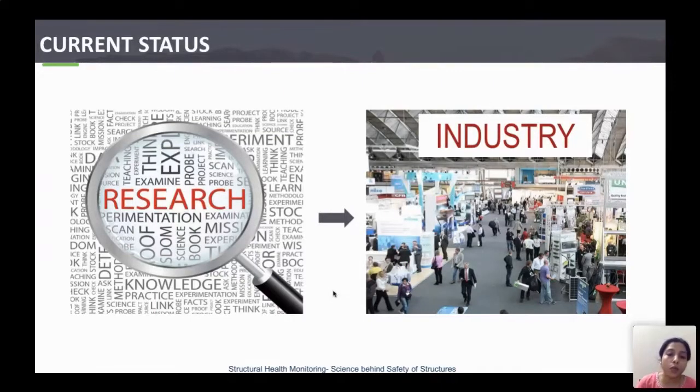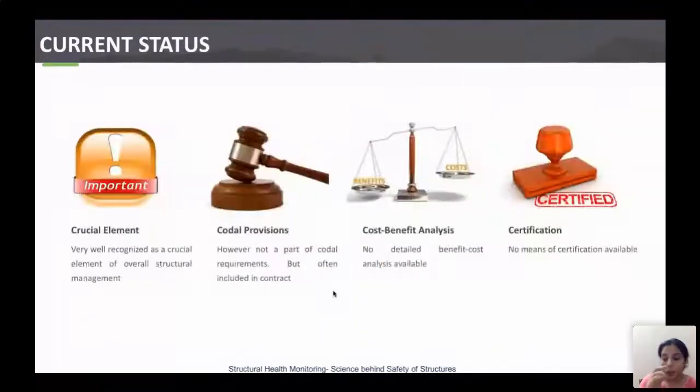Now, 20 to 25 years back, it was just a research topic. However, it has now converted into a huge industry, and it has been identified as a crucial element. However, there are no codal provisions for SHM. No detailed cost-benefit analyses are available, which has restricted its use, and also no certification is currently available for SHM.